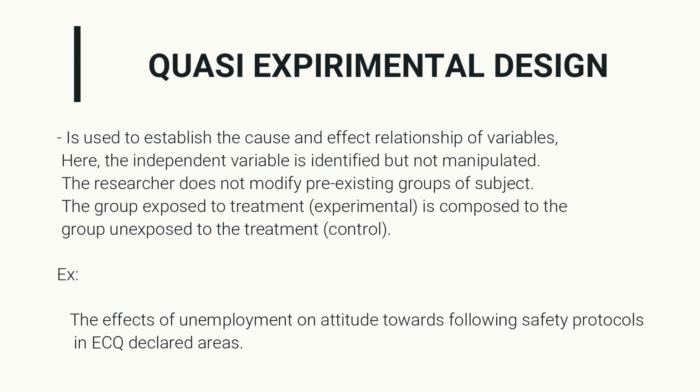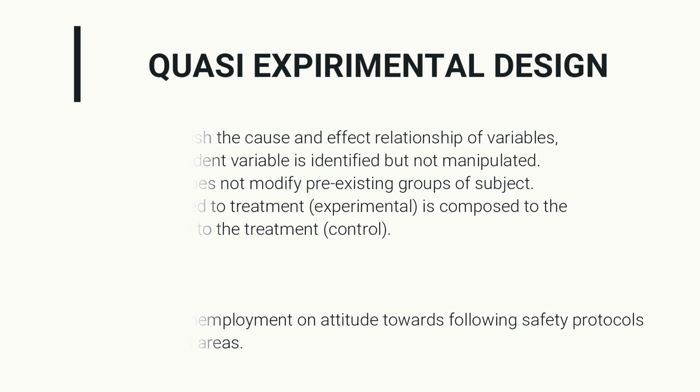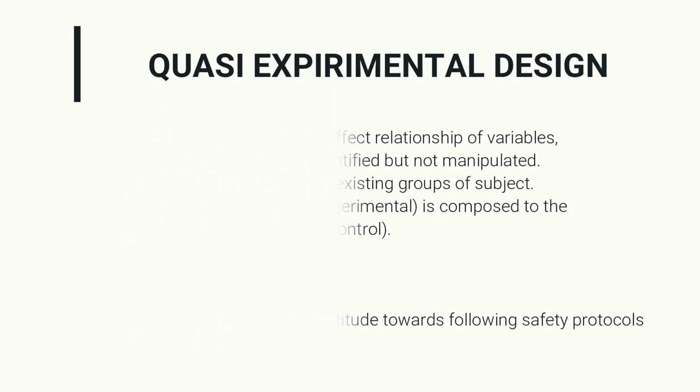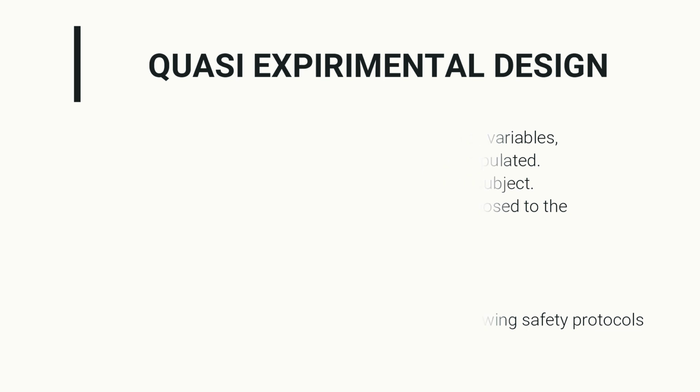For example, the effects of unemployment on attitude towards following safety protocols in ECQ declared areas. Here we can see that we have an experimental group, which is the ECQ declared areas. These are the groups that are given a treatment or exposed to treatment, which is the ECQ. So this study wants to compare the effects of unemployment on attitude towards safety protocols. So there is an experimental and a control group.